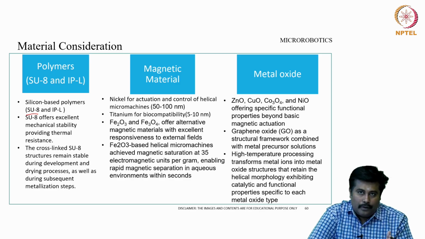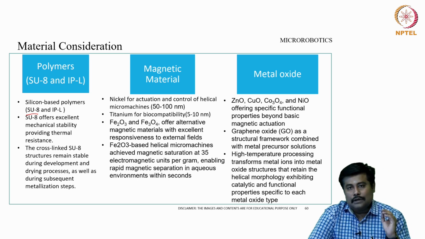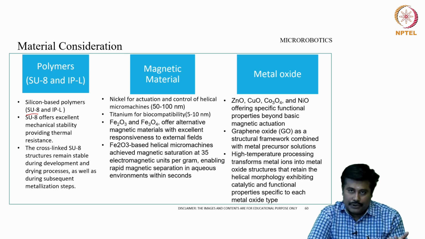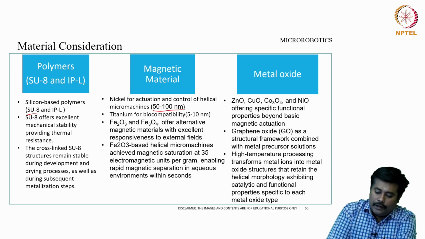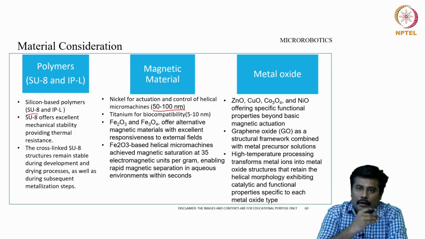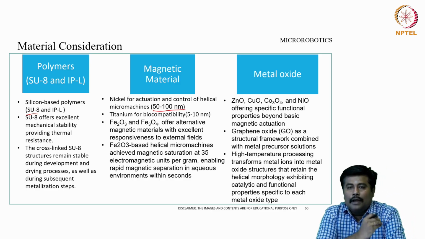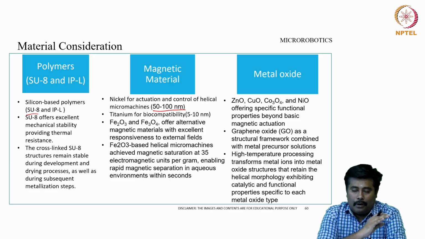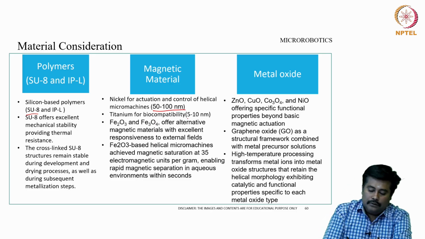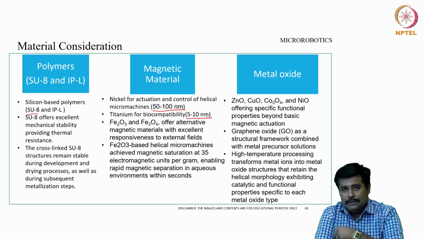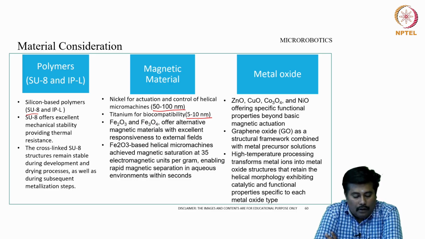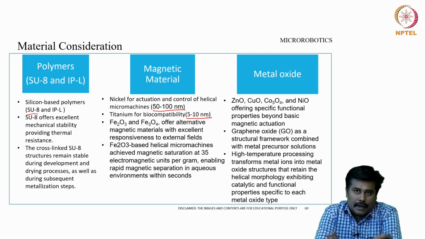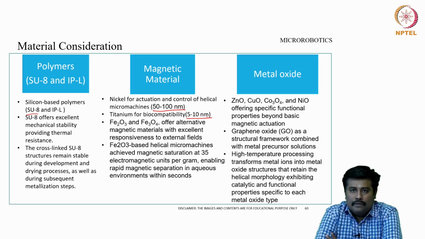From the magnetic material perspective, nickel is considered one of the key materials for actuation and control of helical micro machines, ideally in the range of 50 to 100 nanometers, and titanium, which is considered a biocompatible material, is in the range of 5 to 10 nanometers. Since it is magnetic, Fe2O3 and Fe3O4 act as alternative magnetic materials with excellent responsiveness to the external field.